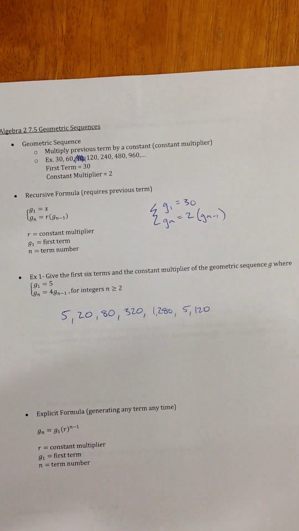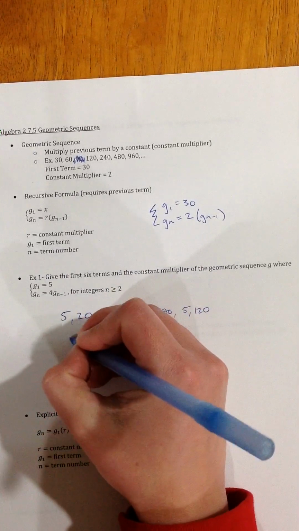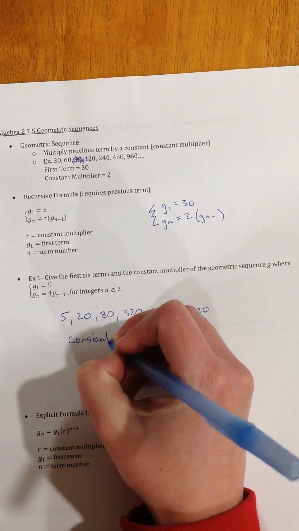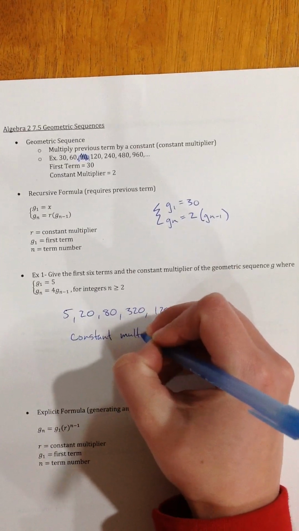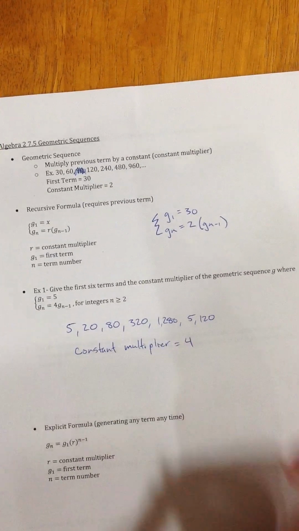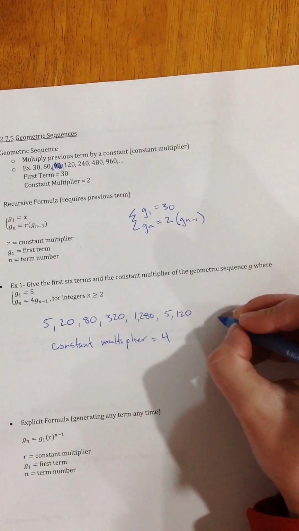And then it also asks there for what the constant multiplier is. So in our case, it's what we were multiplying by, so we know that that's 4. So those would be our first 6 terms, and then our constant multiplier would be 4.